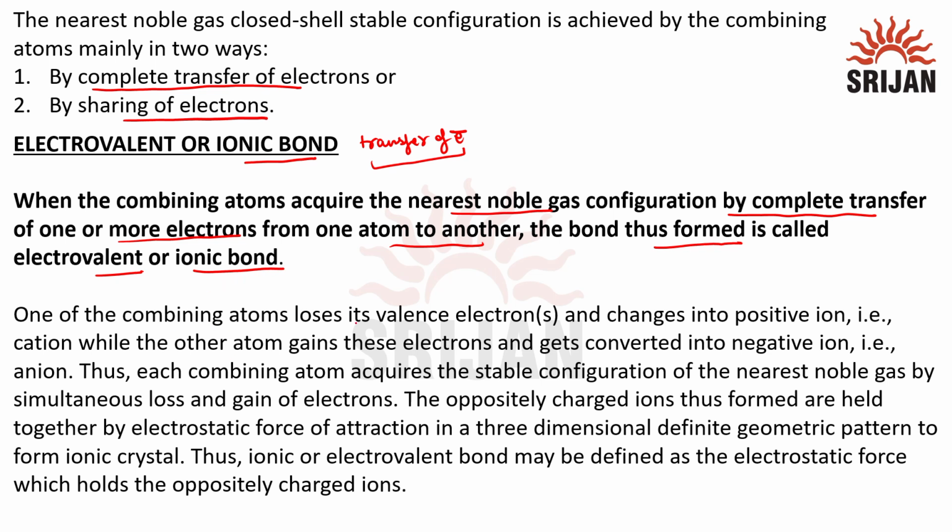So one combining atom loses its valence electron and changes into a positive ion, that is known as the cation, while the other atom that gains the electron will convert into a negative ion, that is known as an anion. Thus each combining atom acquires the stable configuration of the nearest noble gas, and the forces of attraction between these two ions will be the electrostatic forces of attraction in a 3D definite geometry pattern to form an ionic crystal. Thus ionic or electrovalent bonds may be defined as the electrostatic force which holds the oppositely charged ions.